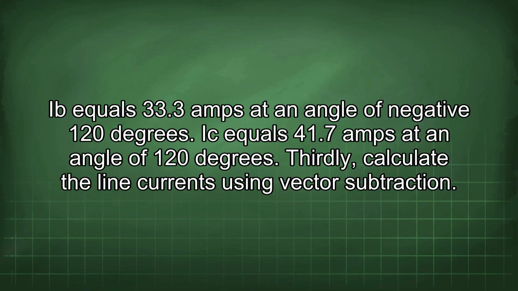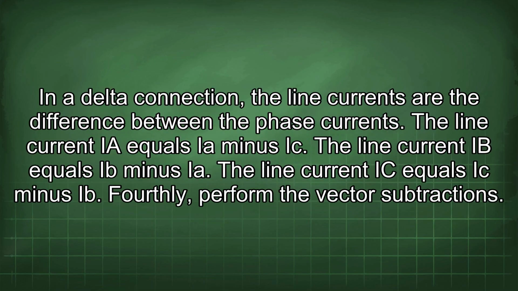Thirdly, calculate the line currents using vector subtraction. In a delta connection, the line currents are the difference between the phase currents. The line current IA equals IAB minus ICA. The line current IB equals IBC minus IAB. The line current IC equals ICA minus IBC.